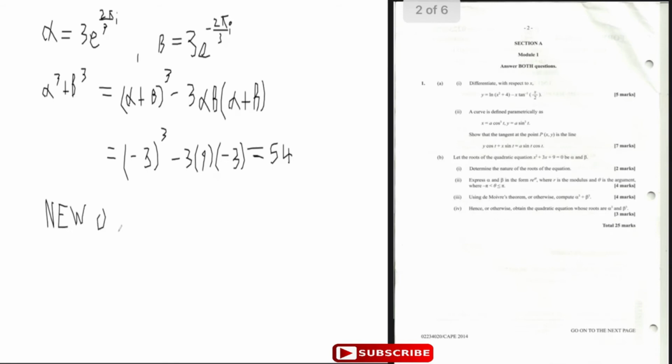new quadratic equation. Any quadratic equation is generally written in the form x squared minus the sum of the roots times x plus the product of their roots equal to 0. This is how we write a quadratic equation. So clearly, we need to find the sum of the two roots and the product of the two roots. Now, the sum of the two roots is going to equal alpha cubed plus beta cubed. And alpha cubed plus beta cubed, as you can see, is 54.